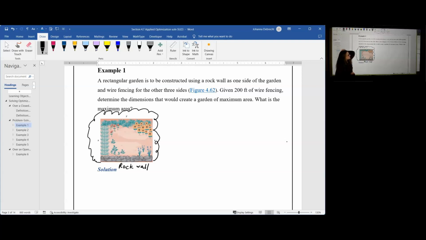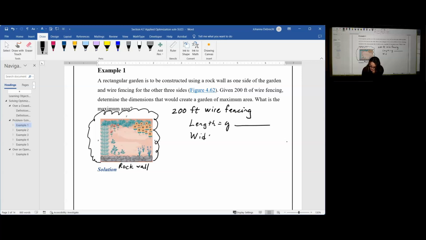Given 200 feet of wire fencing, you should stop and write that down. 200 feet of wire. Determine the dimensions. Well, I've got a rectangle, so the dimensions would be the length and the width. They're already labeled in this picture, the length being y and the width being x. I'm to determine the dimensions, so I want to find length, which equals y, so I'll put a blank. And I need to find the width, which is x, and I'll put a blank.